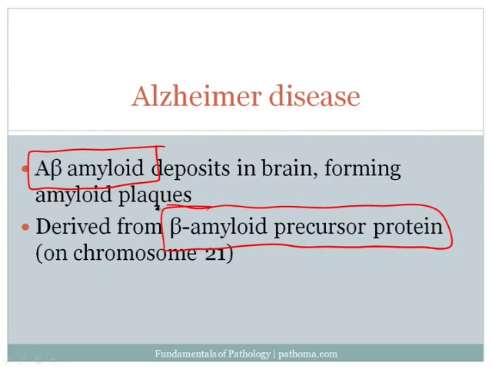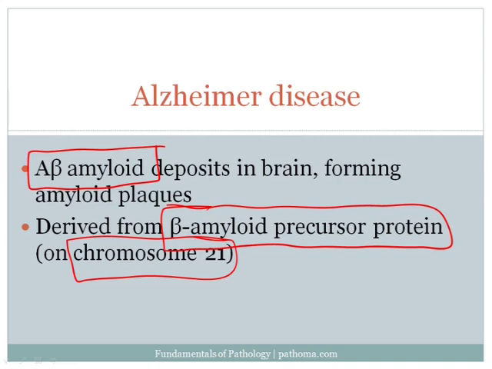Important to know, and relatively high yield, is that the gene that produces the beta amyloid precursor protein is on chromosome 21. Why is that important? It's important because it ties into a very important clinical high yield association, and that is that most individuals with Down syndrome, i.e. individuals who have 3 copies of chromosome 21, develop Alzheimer's disease by the age of 40. And that's an example of early onset Alzheimer's disease.